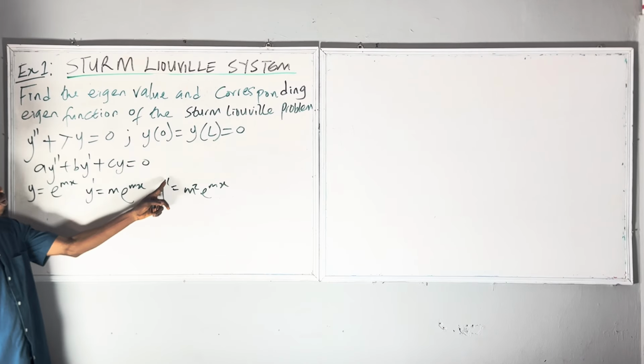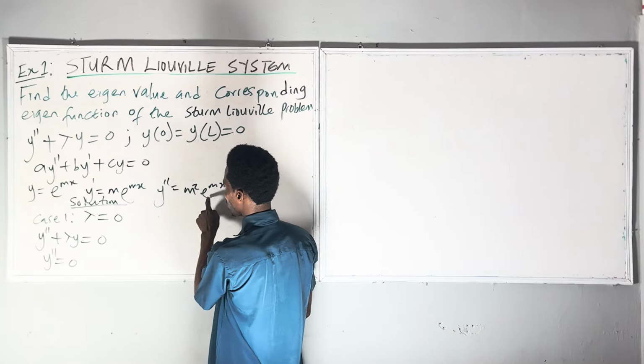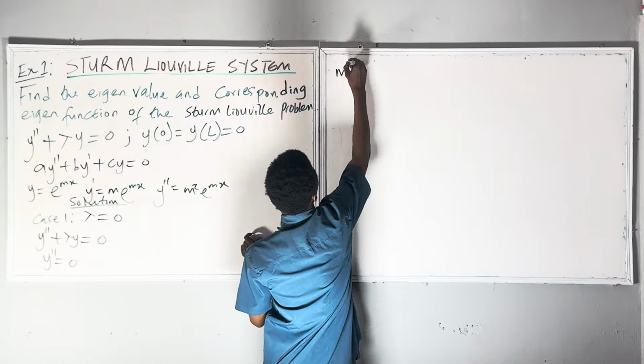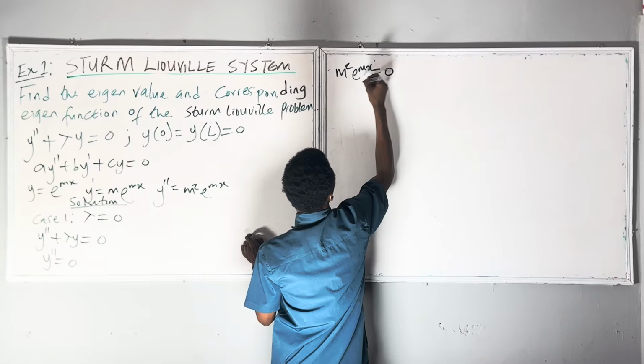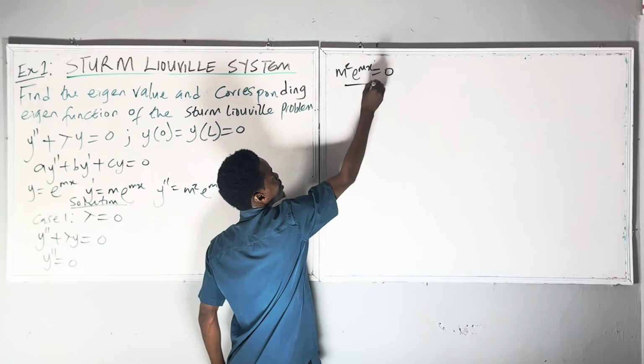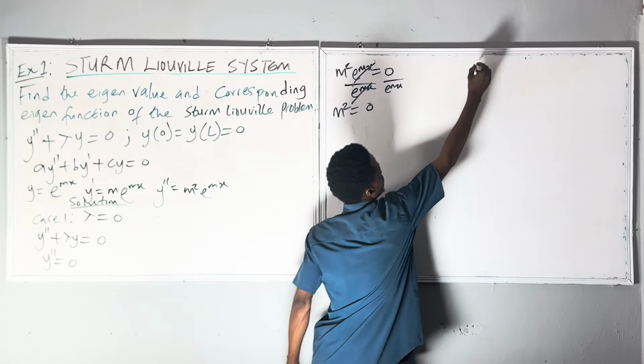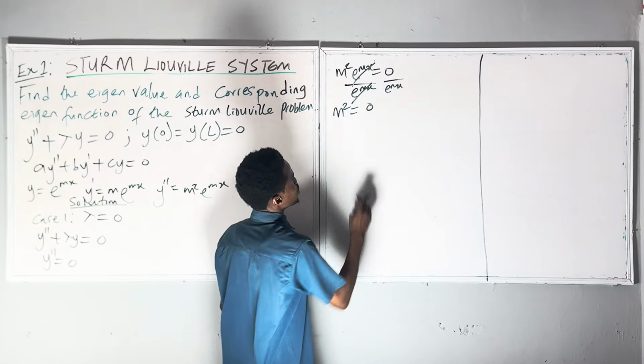So I have differentiated our y double prime. We assume that y double prime is m square exponential mx. So whenever I say y double prime, I put m square exponential mx. So I am going to have m square exponential mx is equal to 0. If I divide both sides by exponential mx, 0 divided by any number is 0. So I am going to have m square is equal to 0.